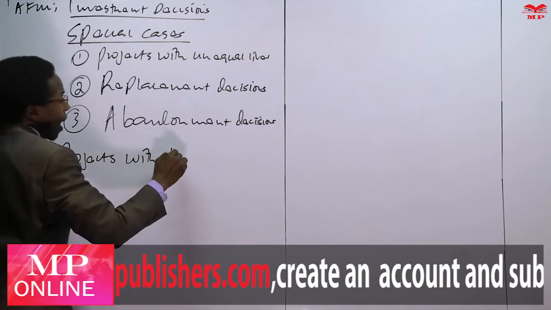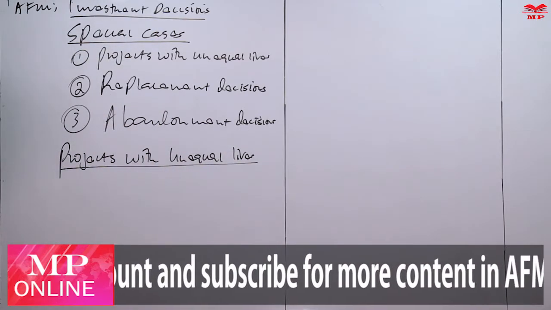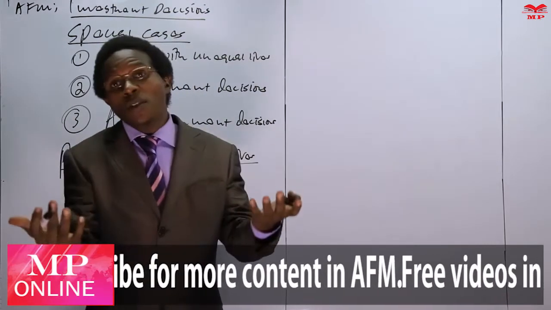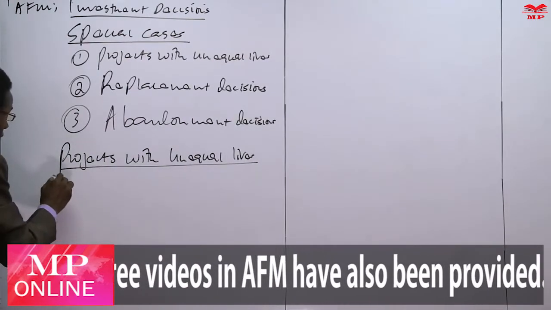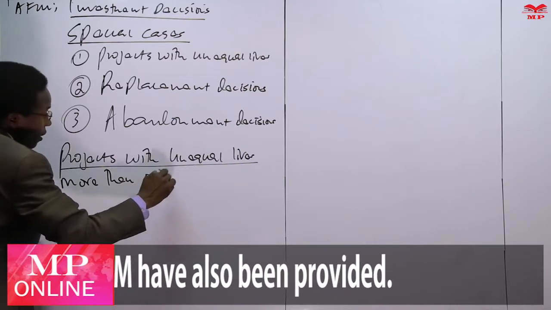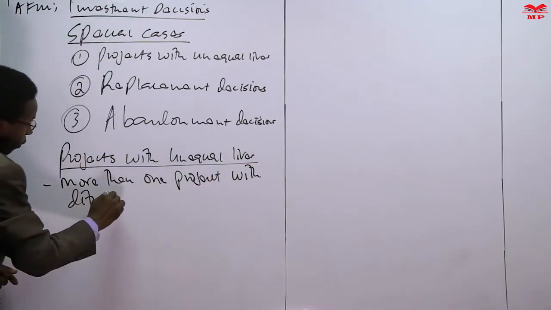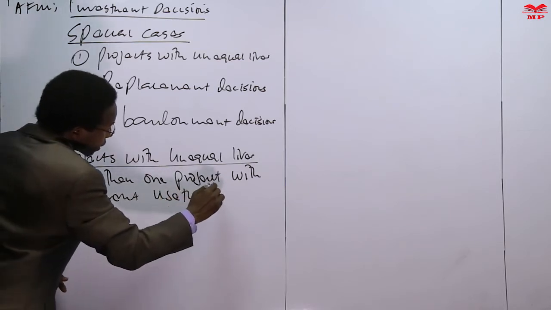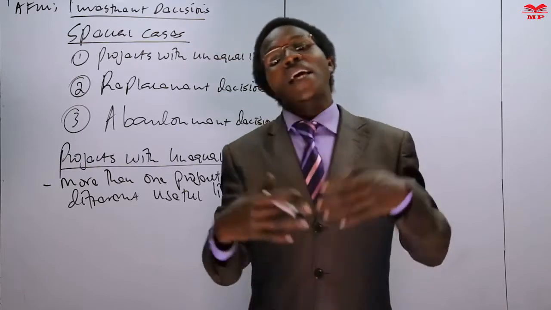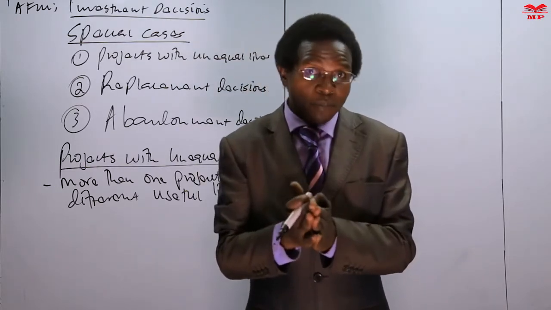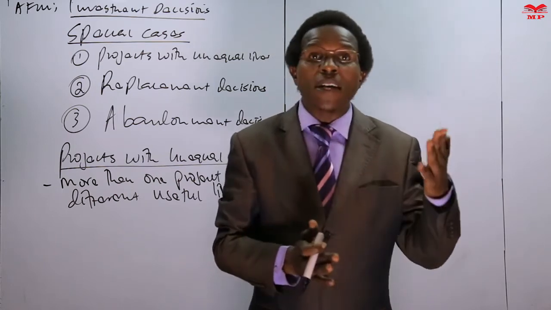Projects with unequal lives. Now, in projects with unequal lives, it means that you'll have 2 or 3, 4, 5 projects to consider, but they don't have the same useful life. So there is more than one project with different useful lives, for example, one may have 3 years, 5 years, 6 years, another one 10 years. We cannot use just the conventional NPV. Conventional NPV alone cannot be sufficient criteria to evaluate the project, because one will have an advantage over the other.